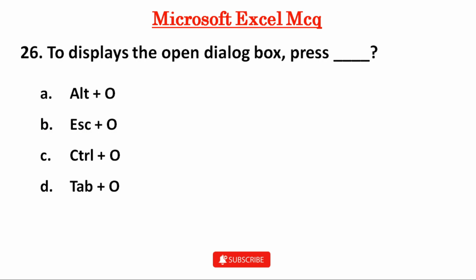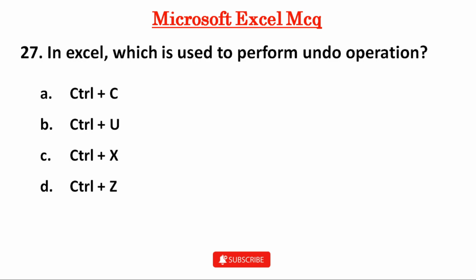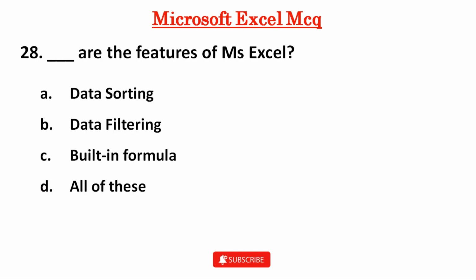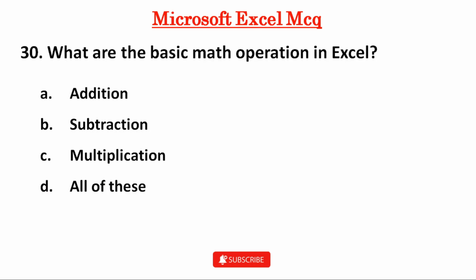Next, to display the Open dialog box, press dash. Right answer is Control plus O. Next, in Excel, which shortcut is used to perform the undo operation? Right answer is Control plus Z. Next, dash are the features of MS Excel. Right answer is all of these. Next, what are the basic math operations in Excel? Right answer is all of these.